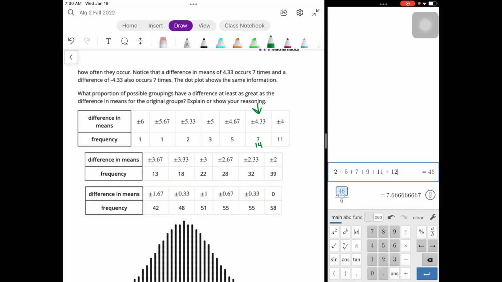What proportion of possible groupings have a difference at least as great as the difference in means for the original groups? All right, so we are looking at all of these values and these values because those are all 2.33 or more of a difference. All right, so we're going to count up all of those values.